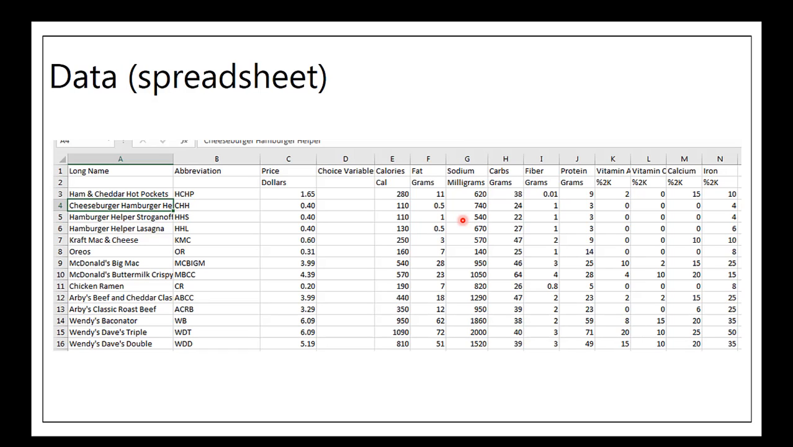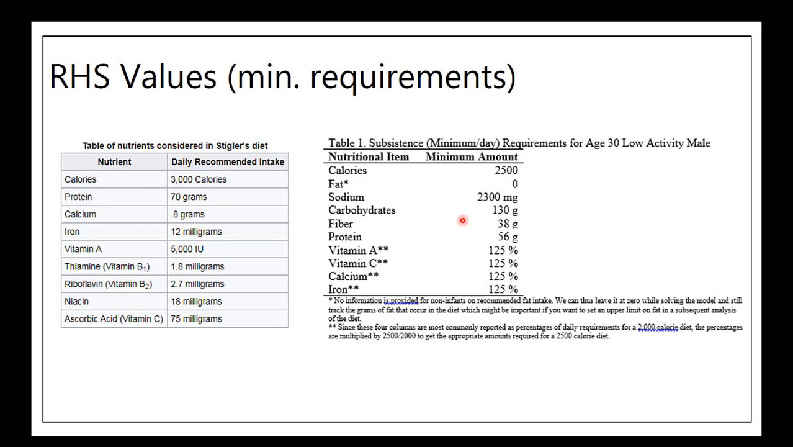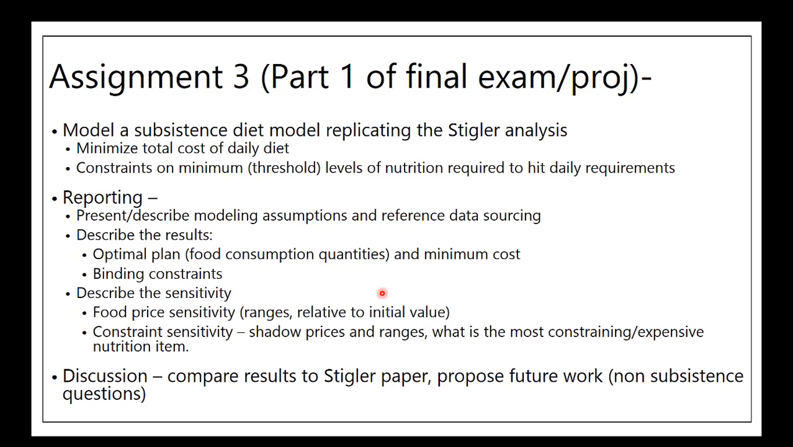There's what the spreadsheet data looks like. We already looked at it, and we already saw that in the handout. So these right-hand side values. You can see that we're not doing a pure replication, because I'm not asking you to go through and get the riboflavin and thiamine, etc. that Stigler was looking at. In fact, I would suggest you just use these 10 items, come up with right-hand side values for those, and use those.